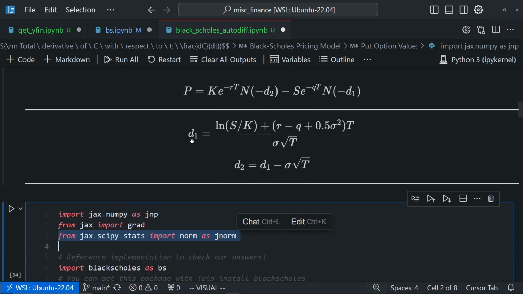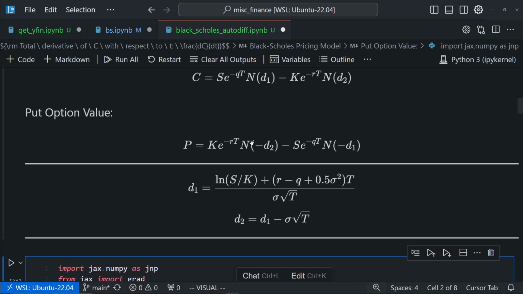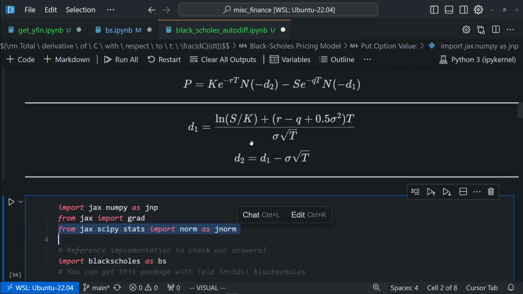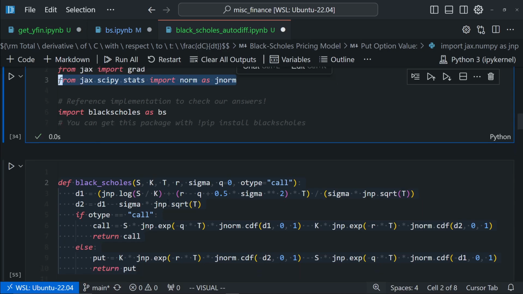Now this norm here is just anywhere you see a capital N in this function or in these functions, it stands for the cumulative distribution function. And I didn't want to implement that, so we're just using Jax's implementation.